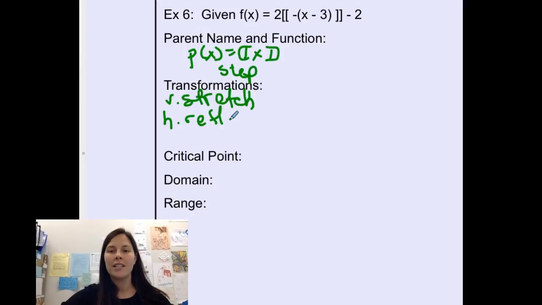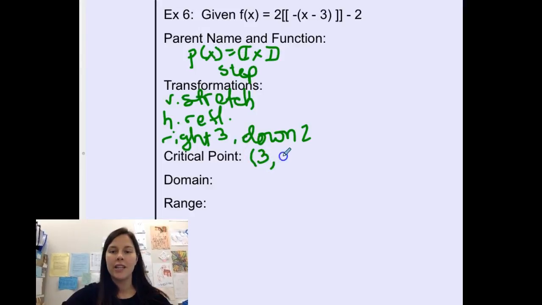Just like that -3 is a horizontal shift. It looks like it's going left 3, so that means it's really going right 3. And finally, we have that -2 on the outside, so it's also going down 2. Again, those shifts change the critical point of the function. We shifted the graph right 3, down 2, so that's our new critical point.